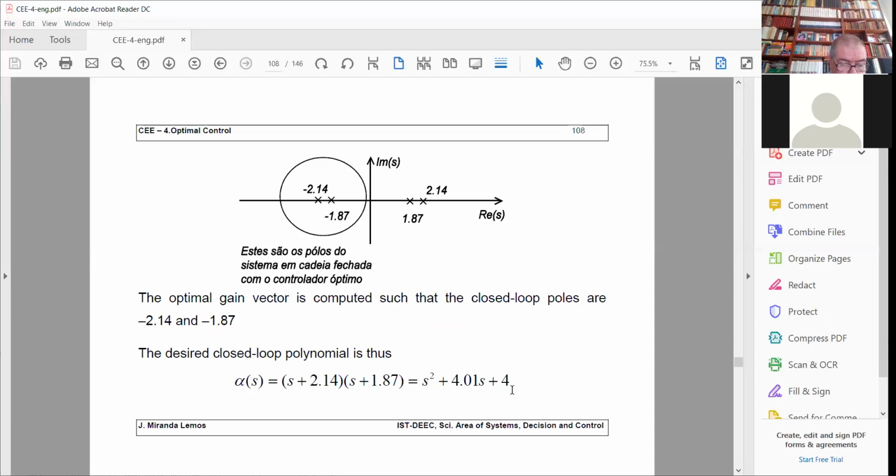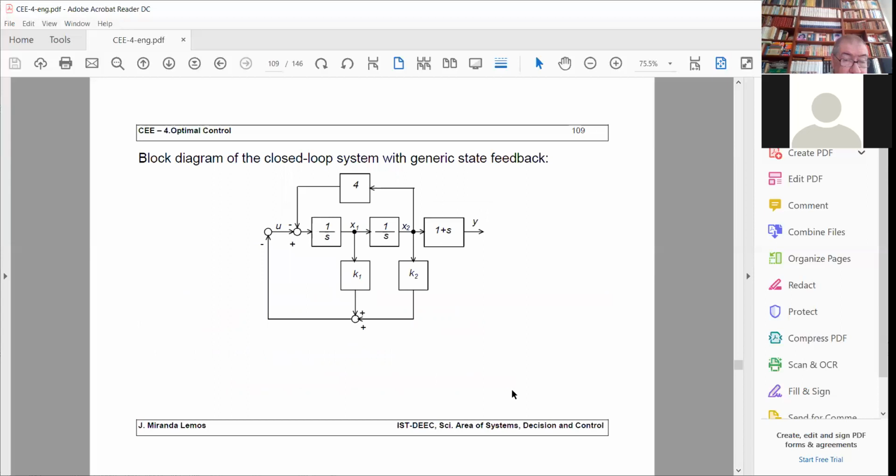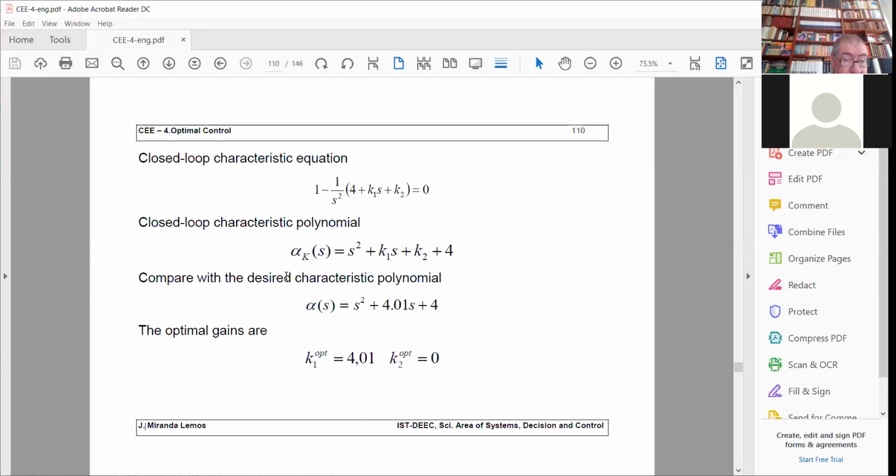So now it's just a question of designing K1 and K2 that feedback the state components and such that the closed loop system has poles at the desired positions. I will skip the details. And you can compute the desired polynomial in terms of K1 and K2. It's this, so you equate it with the desired characteristic polynomial coming from the Chang-Letov result, and you get K1 and K2, okay? So this is another possibility of solving this problem.